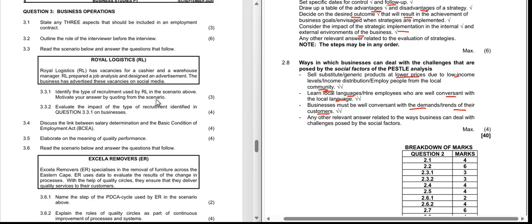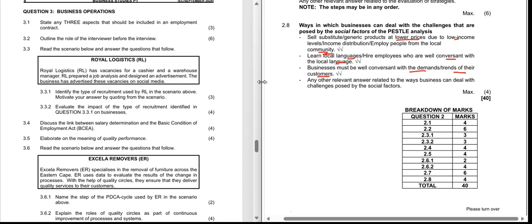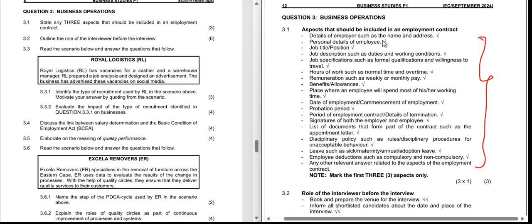All right, so the first one here, state any 3 aspects that should be included in an employment contract. So this is a question. There is a lot of things that you can write in an employment contract. Details of the employer, such as the name and address, personal details of the employee, job title, job description, job specification, hours of work, such as normal time and overtime. So there is a lot here, guys, that you can consider. They just needed 3. So feel free again to pause the video and go to these points.